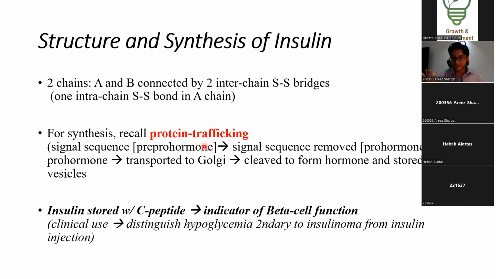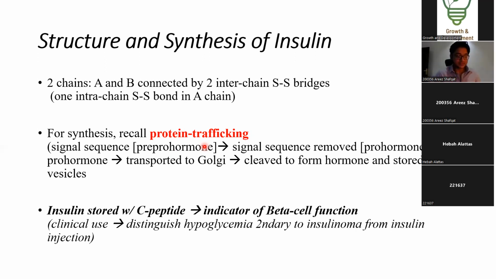Insulin is secreted, which means it has the same trafficking. Insulin is synthesized as pre-pro-insulin with a signal sequence. It moves into the ER where the signal sequence is removed to form pro-insulin. Then it goes to the Golgi apparatus, and that's where the pro part is cleaved. The pro part of insulin is stored with insulin in those vesicles, and that pro part is called C-peptide. Okay, so C-peptide is the pro part of pro-insulin. It's removed from insulin and is stored within the same vesicles, and insulin and C-peptide are released together.